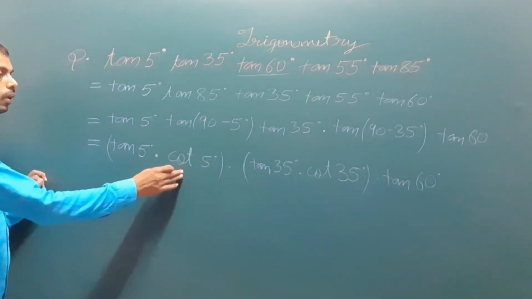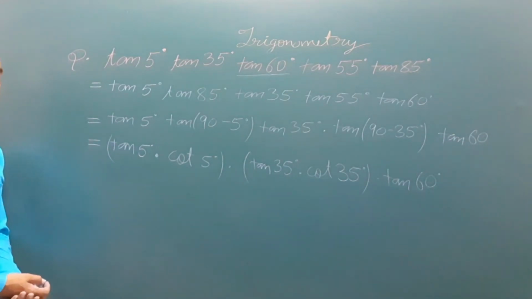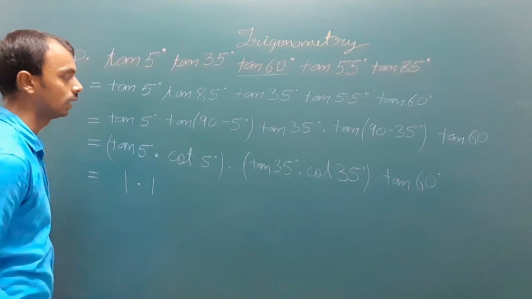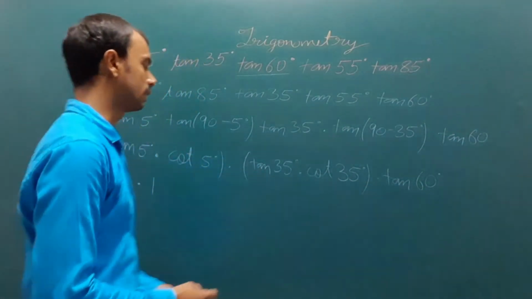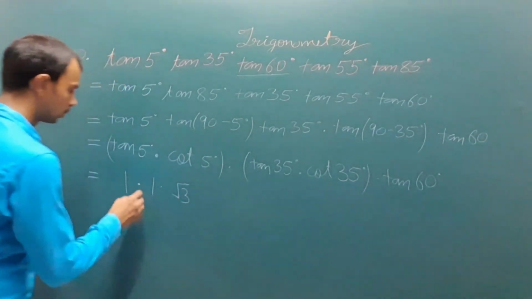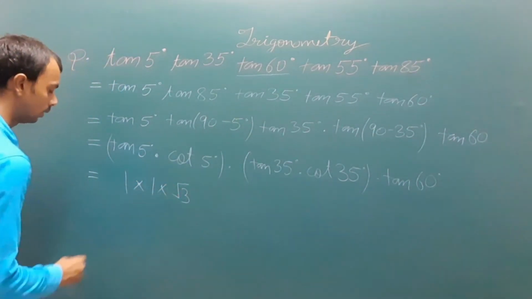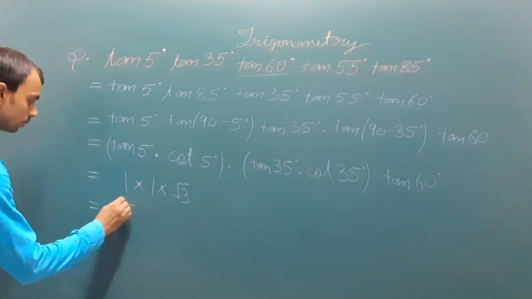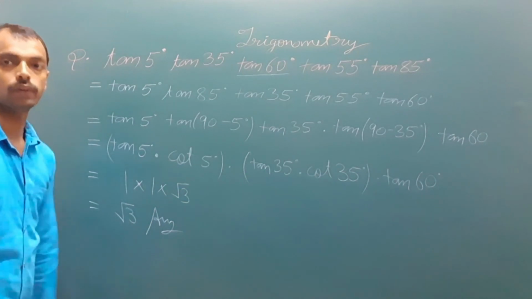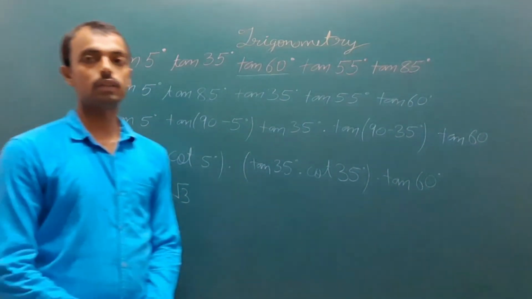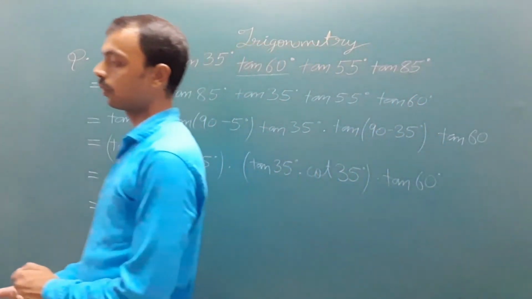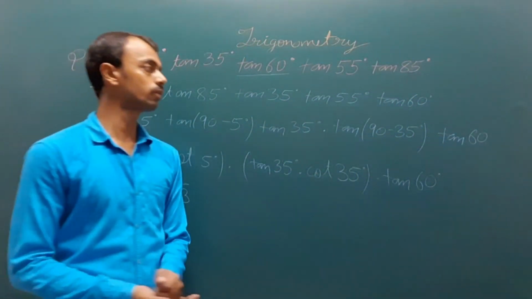Now tan theta into cot theta is always equal to 1. So 1 into 1, and what is tan of 60? Tan of 60 is root 3. So root 3 into 1 into 1 will give us root 3, and this is our answer. I hope you have understood how to calculate the values of complementary angles using formulas.